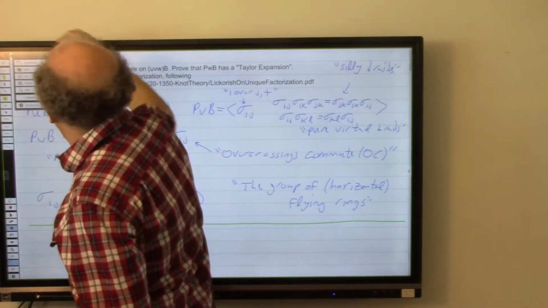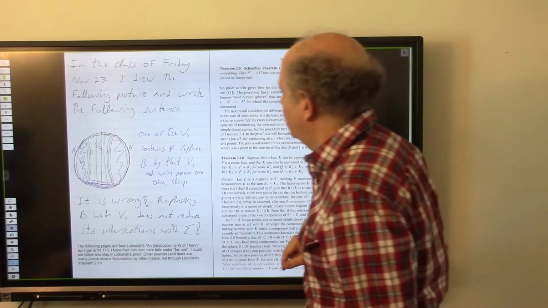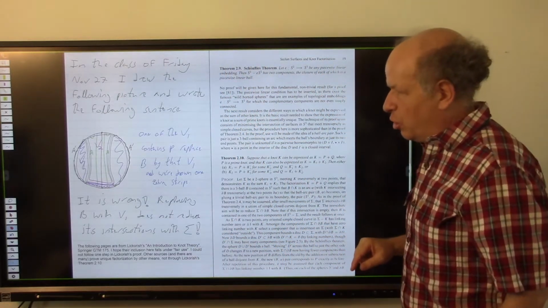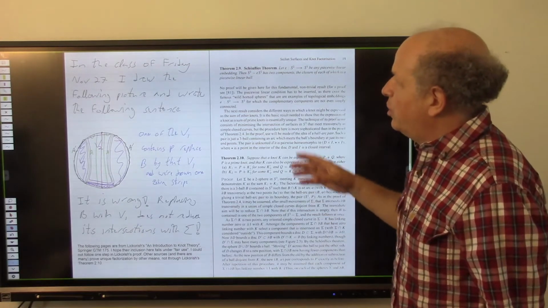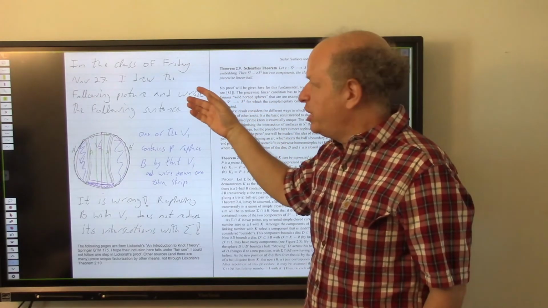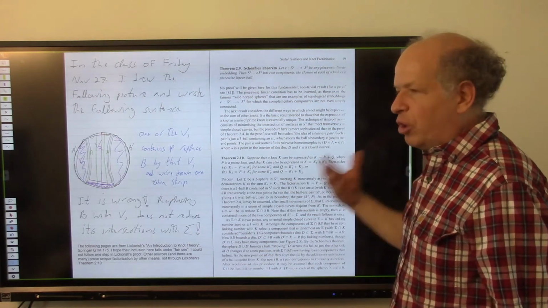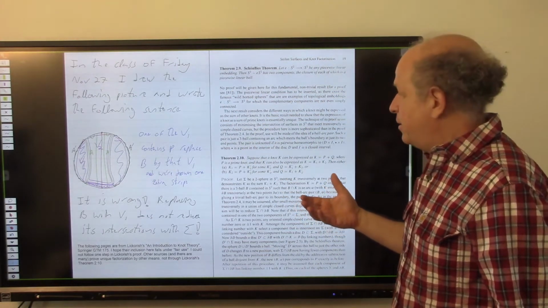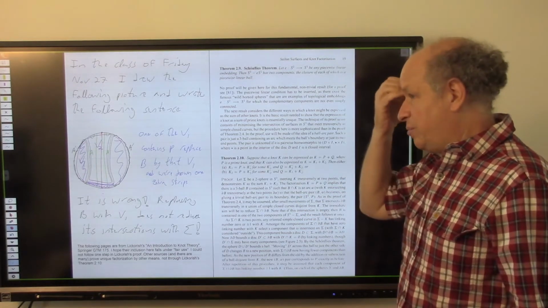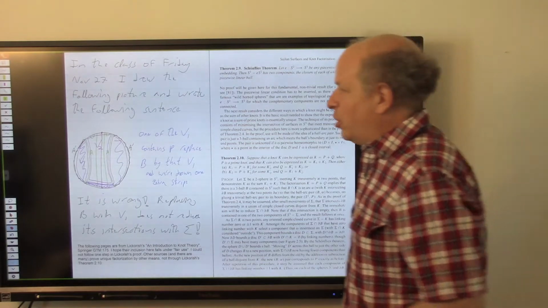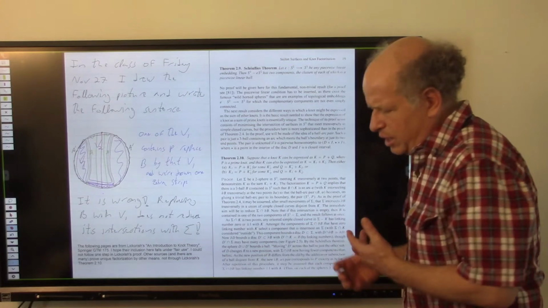So let me switch to a handout I made about it, which I will also post on the class website. So in the class more than a week ago, I made an assertion that was wrong, and furthermore I couldn't fix it. So I'm not quite sure what to do.